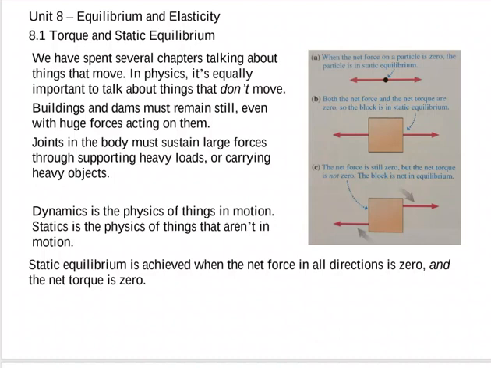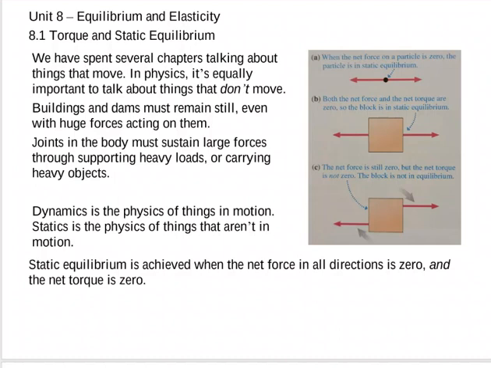Okay, so we've spent several chapters talking about things that move. In physics, it's equally important to talk about things that don't move. So that's where the static part comes in. Buildings and dams must remain still, even with huge forces acting on them. I hope so. Otherwise, things collapse, right? Joints in the body must sustain large forces through supporting heavy loads or carrying heavy objects. Then dynamics is the physics of things that are in motion. Statics is the physics of things that aren't in motion.